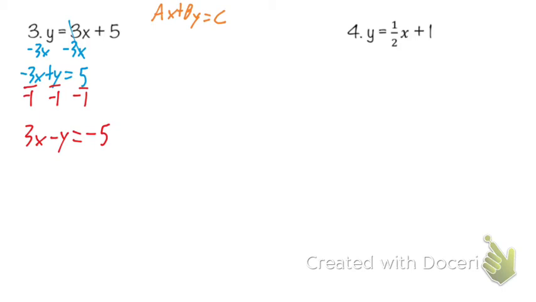Now, mental checklist. All the variables are on the left side. Okay, good. Do we have any fractions or decimals? No. Is the leading number negative? No, okay. We are good. Questions on that?